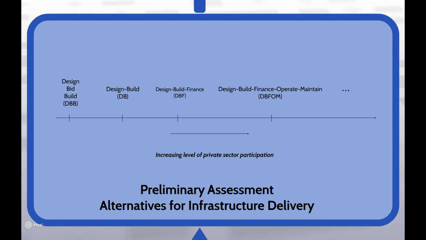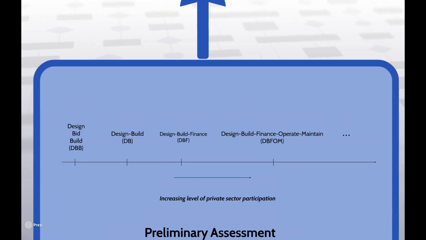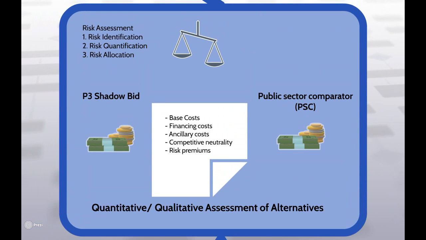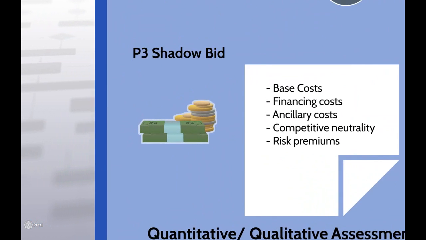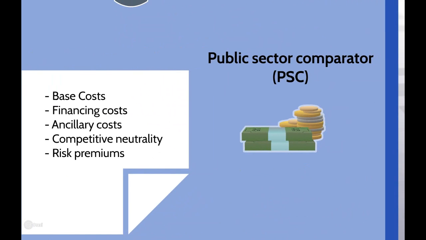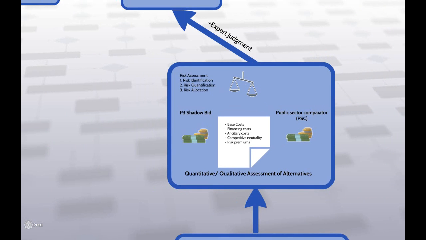After the preliminary analysis of options, a quantitative and more detailed analysis of options is performed. This is known as a value for money analysis, where the cost of a project delivered using a P3 approach is compared with the cost of a project delivered using the traditional procurement approach. At this stage, project risks are identified, quantified, and allocated to the party that is best able to manage it.